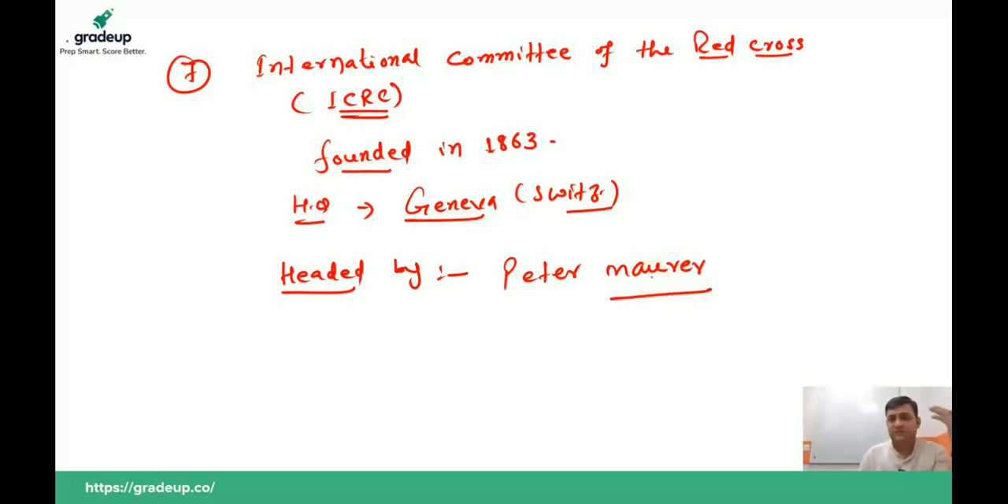Peter Maurer. This International Committee of the Red Cross has been formed to promote the service of humanity in the world, and they make arrangements for blood donation camps. Red Cross societies are basically formed for blood donation camps, and they create awareness among the people that they should come out of their homes and help the people who are really in need of blood. So blood donation is one of the noble causes of humanity, and people should always come forward to save the lives of millions. This is the basic motto of the International Committee of the Red Cross, called ICRC.